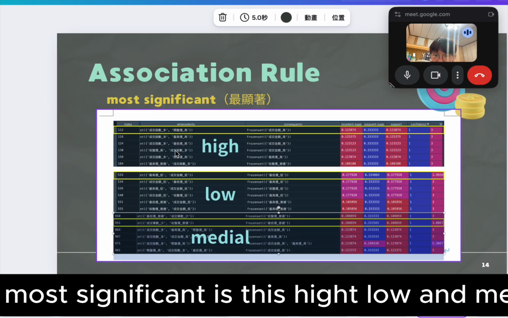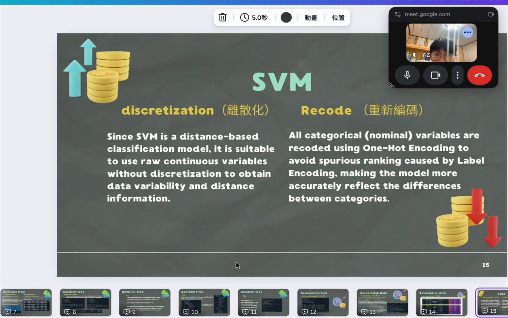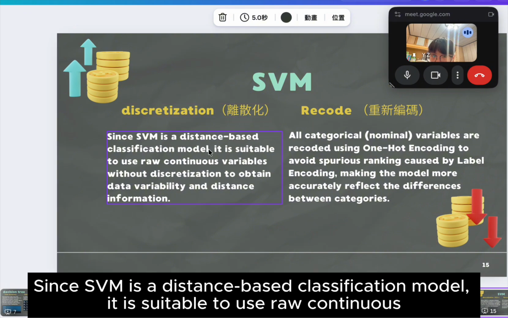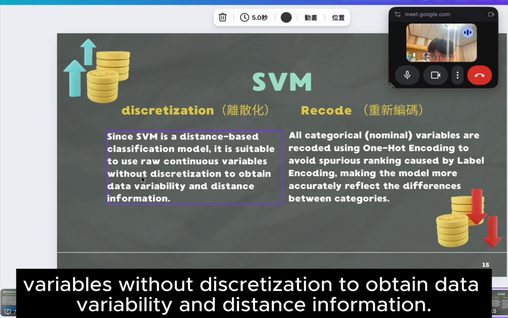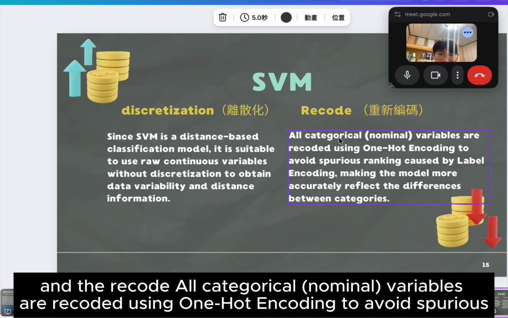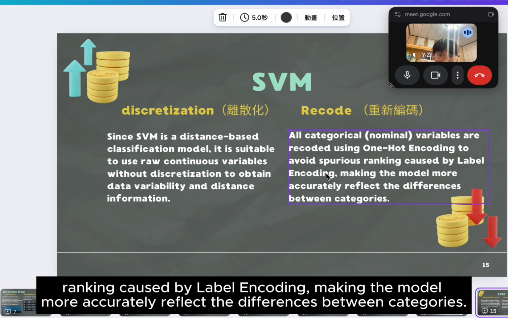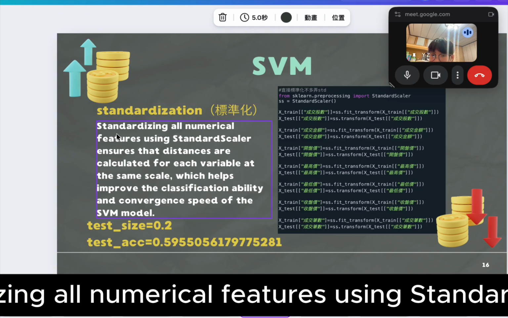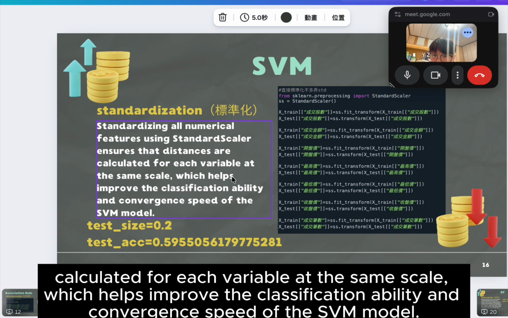And the most safe is this: high, low, and middle. And the SVM explanation: since SVM is a distance-based model, it is started using the raw continuous values without discretization, to retain value and distance information. And all categorical values are encoded using one-hot encoder to allow the model to treat differences between categories more fairly. And standardization is applied to all numerical features, especially since the differences are large for each feature's scale, which helps improve the learning ability and convergence of the SVM model.